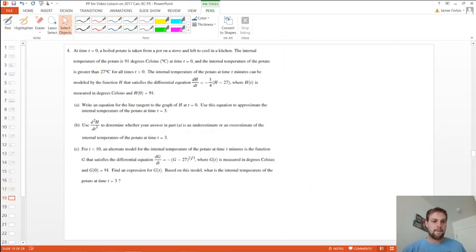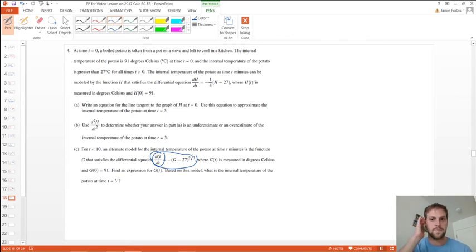C says, for time less than 10, an alternate model for the internal temperature of the potato at time t minutes is the function g that satisfies the differential equation, boom. So we're given a new differential equation whenever we're between 0 and 10 minutes. It says where g of t is measured in degrees Celsius, and we still have the same initial condition. Find an expression for g based on this model. What is the internal temperature at time equals 3? A lot of words there, but all it wants us to do is go from g prime back to g. So how do we do that?